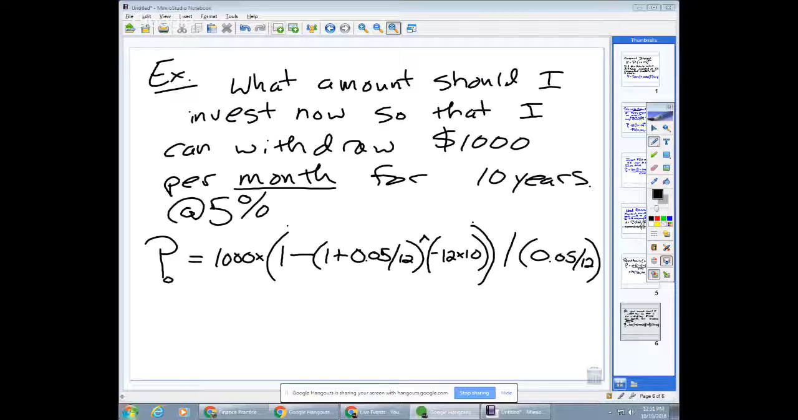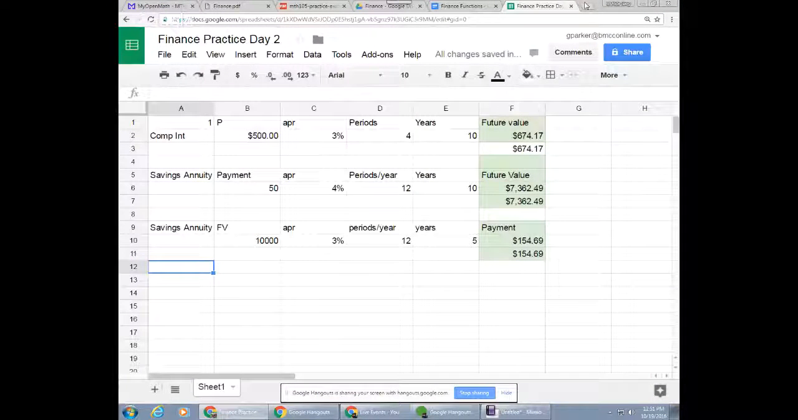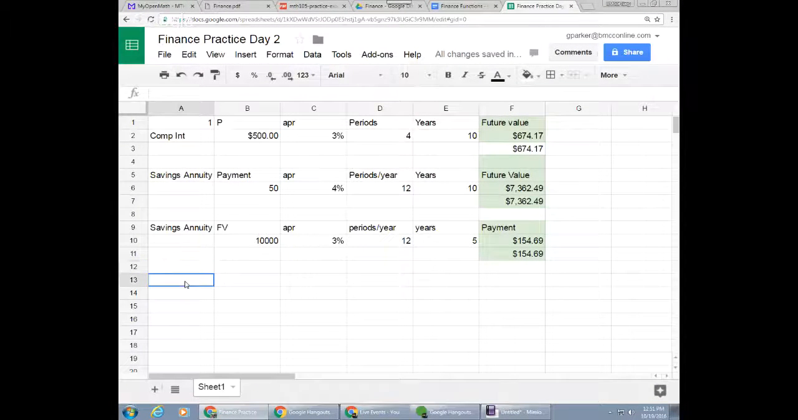Good. All right, so I'm going to attempt to type this into my spreadsheet. So let's see. This is a payout annuity. It's a big amount. What'd you get? 94,000, almost $100,000. Okay, it's a lot of money. So let's see. So I know what I want my payment to be. That's the $1,000, or withdrawal, excuse me.